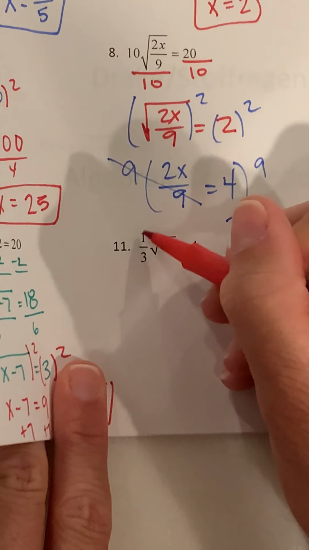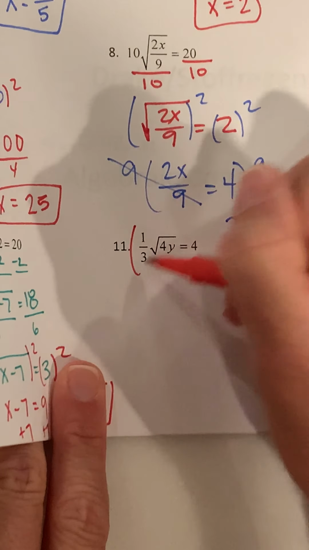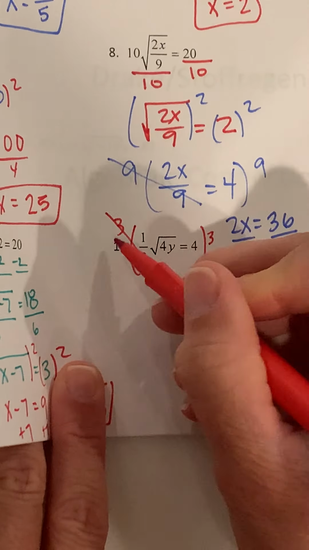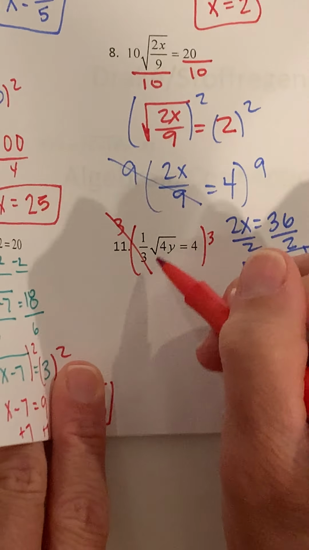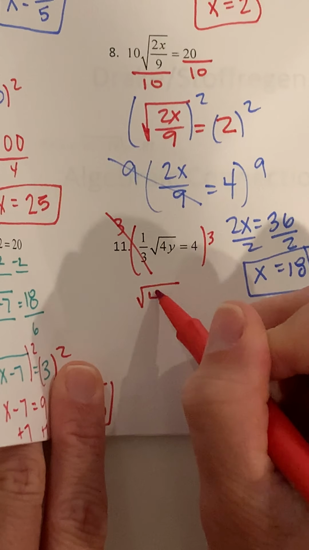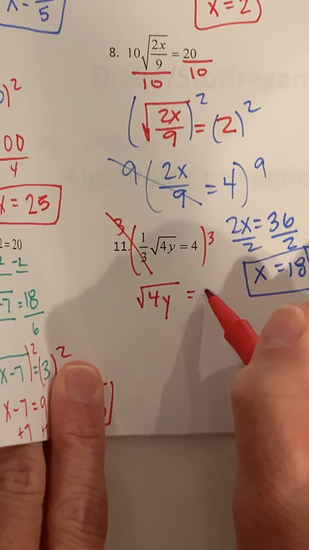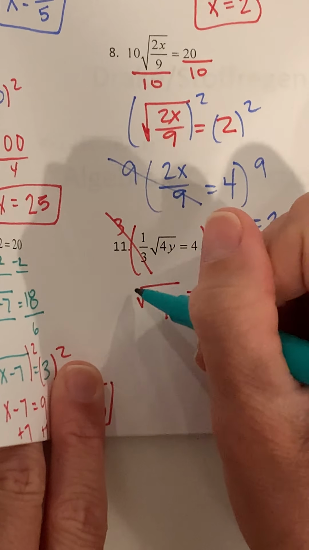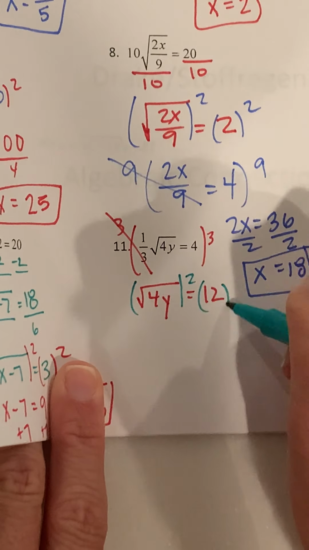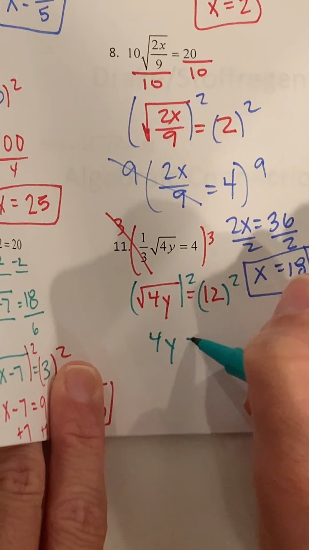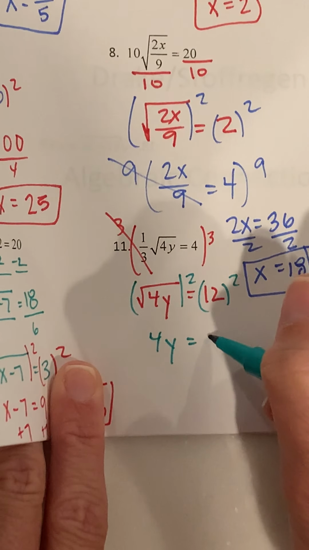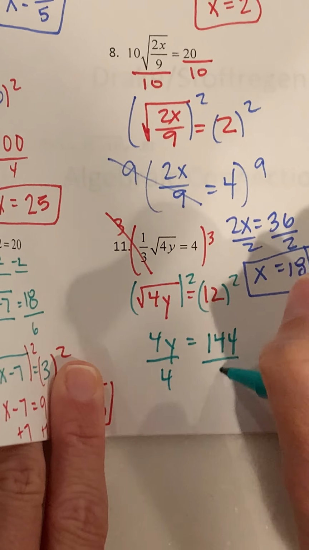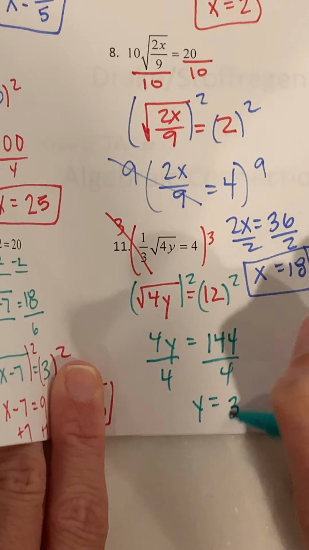All right, how do you get rid of a 1/3? Yes, you're going to multiply both sides by 3. Those would cancel, and you got to multiply what you do to one side, you do to the other. All right, so you're going to be left with here, square root of 4y equals 4 times 3 is 12. Good? Radical's by itself, it's isolated, so you square, and you have 4y equals what's 12 squared? Yes, 144. Good. Divide by 4, and y is 36.